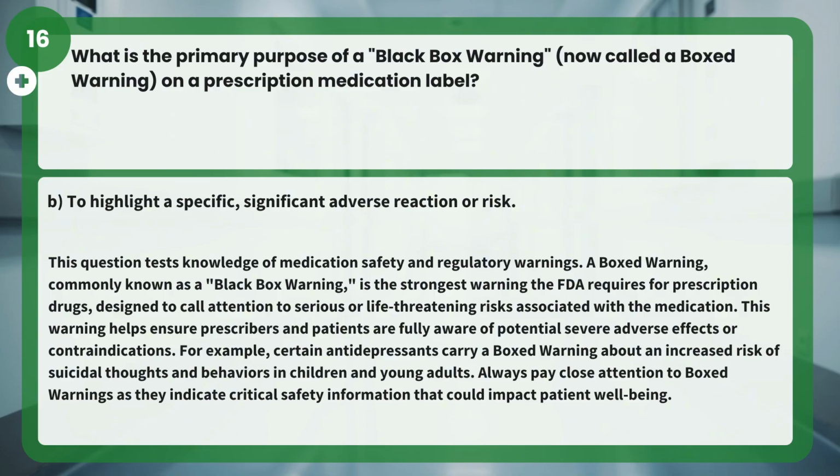This question tests knowledge of medication safety and regulatory warnings. A boxed warning, commonly known as a black box warning, is the strongest warning the FDA requires for prescription drugs, designed to call attention to serious or life-threatening risks associated with the medication. This warning helps ensure prescribers and patients are fully aware of potential severe adverse effects or contraindications. For example, certain antidepressants carry a boxed warning about an increased risk of suicidal thoughts and behaviors in children and young adults. Always pay close attention to boxed warnings as they indicate critical safety information that could impact patient well-being.